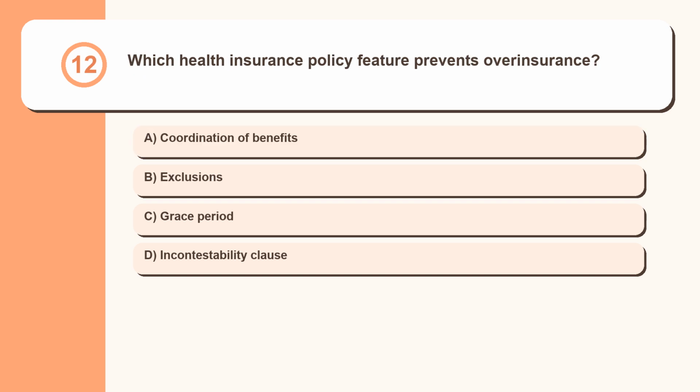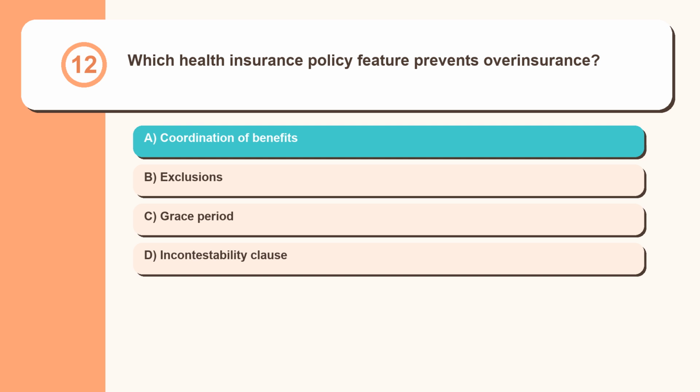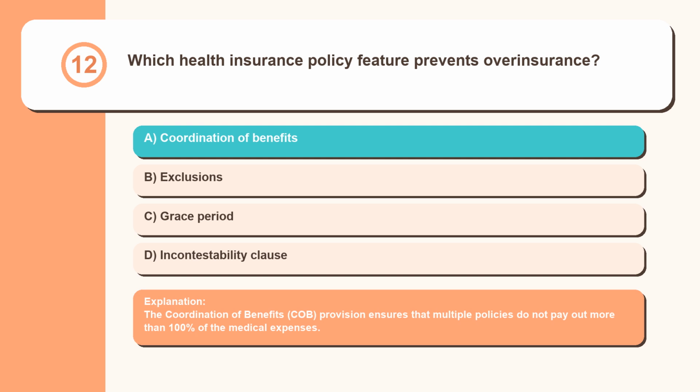Question 12. Which health insurance policy feature prevents overinsurance? Coordination of benefits, exclusions, grace period, incontestability clause. The coordination of benefits, COB, provision ensures that multiple policies do not pay out more than 100% of the medical expenses.